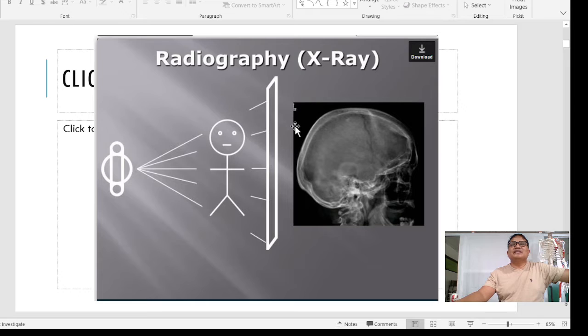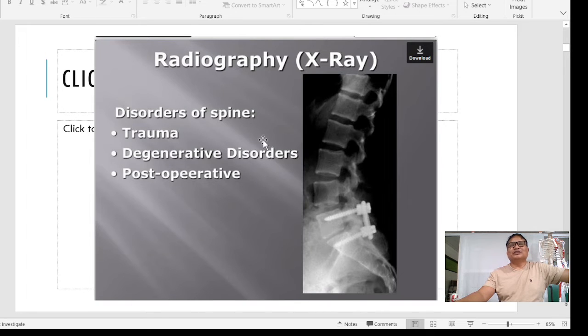So we have here an X-ray. This is an example of an X-ray which displays not only the skull but also the content of the skull, and it also studies the spine. So basically, X-ray is very good in determining the integrity of your cranial and spinal cavity, where your central nervous system is located.